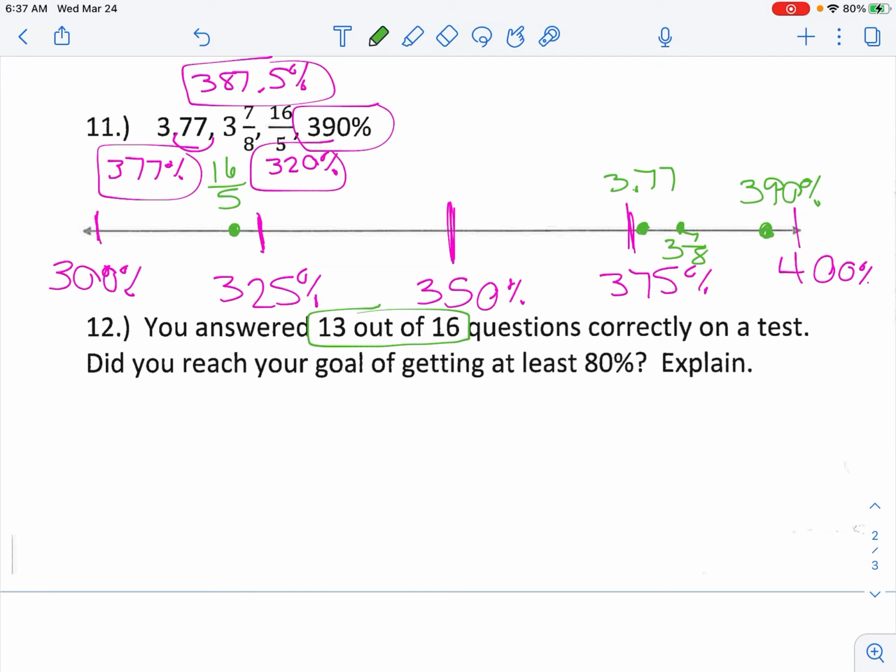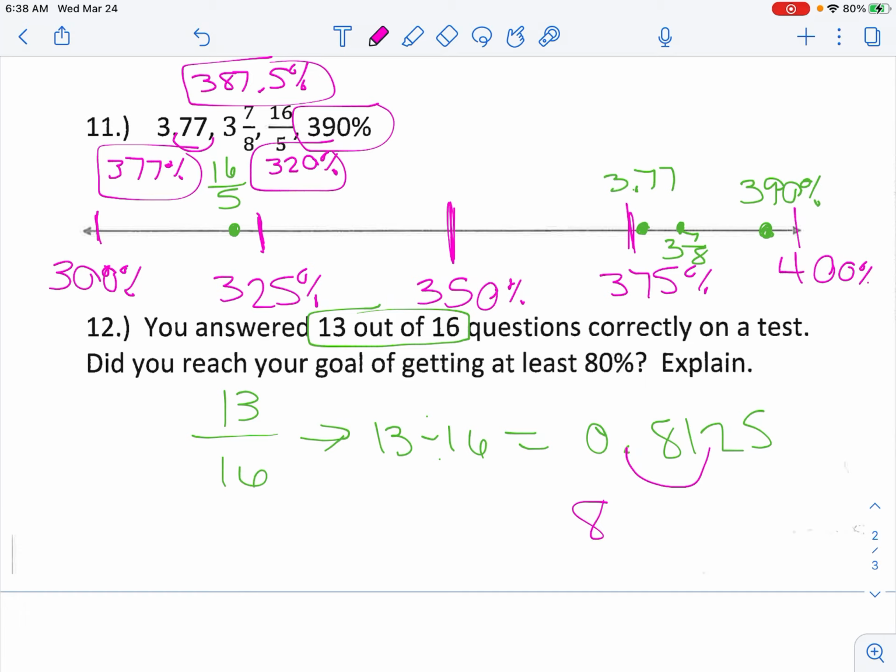Last one. You answered 13 out of 16 questions correctly on a test. Did you reach your goal of getting at least 80%? You're going to turn that into a fraction. You got 13 out of 16. On your calculator, you're going to do numerator divided by denominator. And that says 0.8125, 0 and 8,125 10,000ths. Now we're going to move that decimal twice to the right. So that is equal to 81 and 25/100ths%, which is greater than 80%.